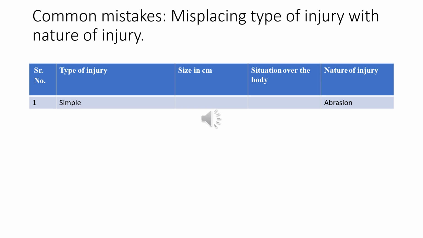Now some common mistakes. For example, misplacing the type of injury with the nature of injury. For example, writing the type of injury as simple and the nature of injury as abrasion.